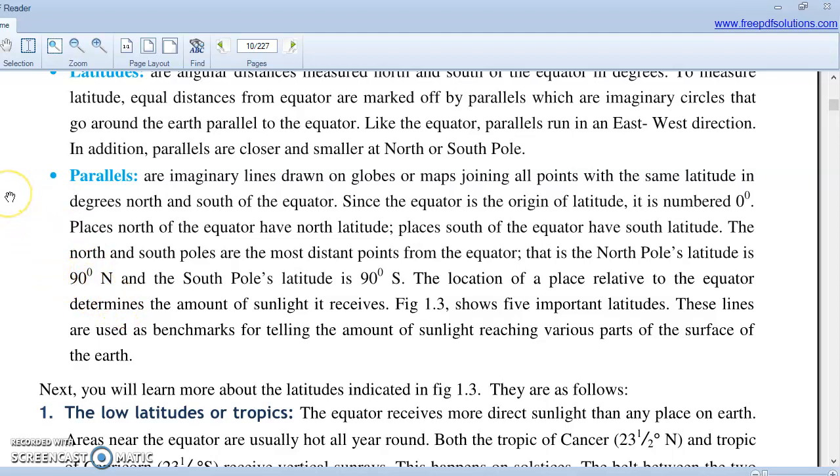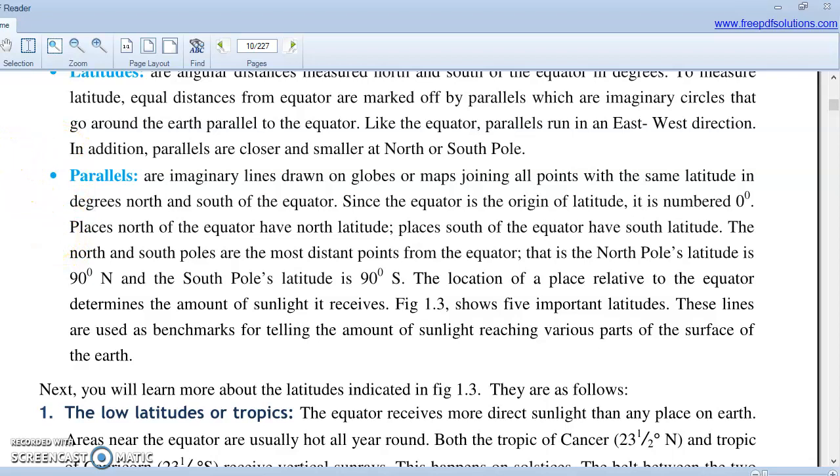imaginary lines drawn on globes or maps joining all points with the same latitude degree, north and south of the equator. Since the equator is the origin of latitude, it's numbered 0 degrees. Places north of the equator have a north latitude and places south of the equator have a south latitude. The north and the south pole are the most distant points from the equator.